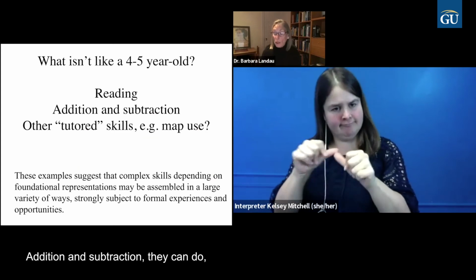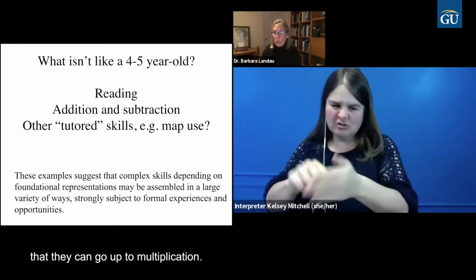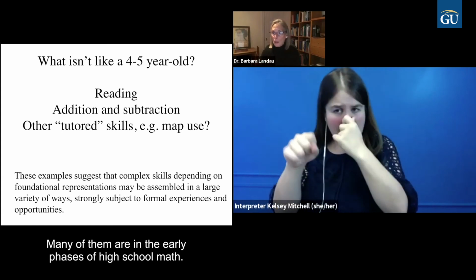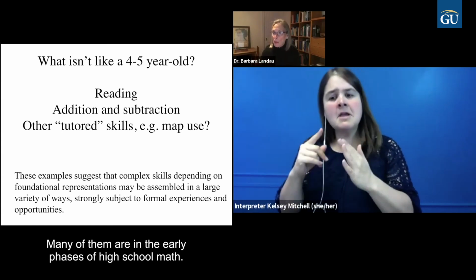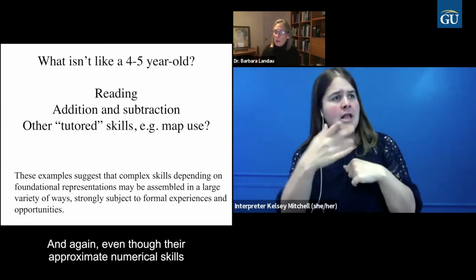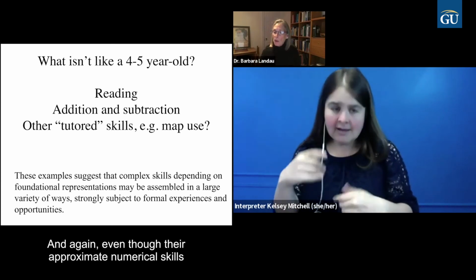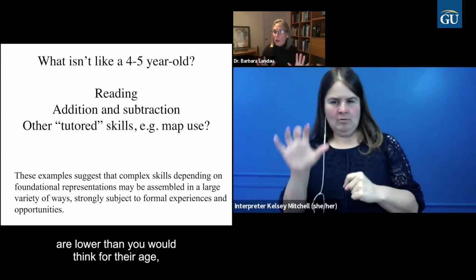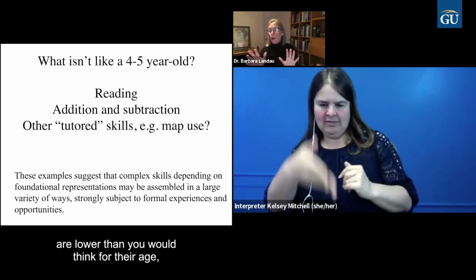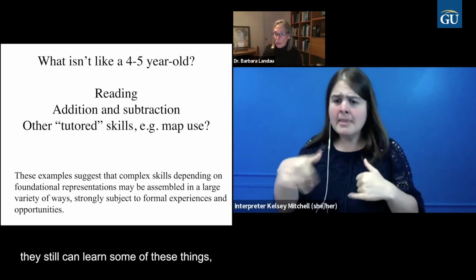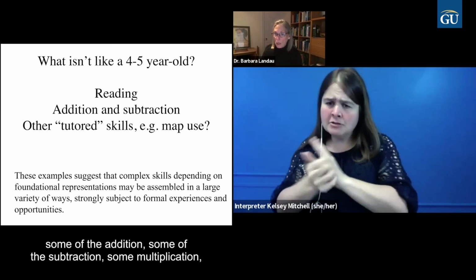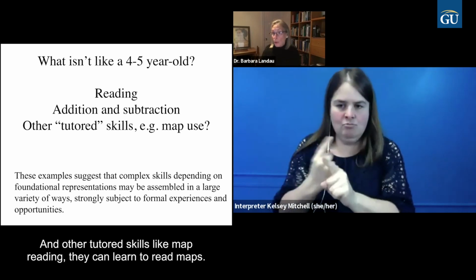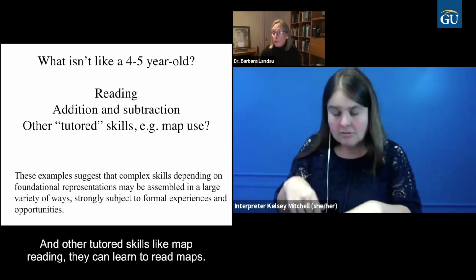Addition and subtraction, they can do that. They can go up to multiplication. Many of them are in the early phases of high school math. Again, even though their approximate numerical skills are lower than you would think for their age, they still can learn some of these things, some of the addition, some of the subtraction, some multiplication, if again, given the appropriate input. And other tutored skills like map reading, they can learn to read maps.